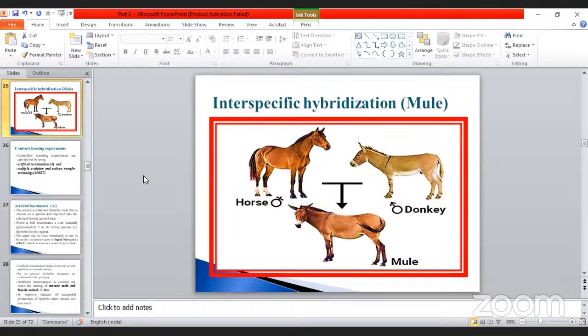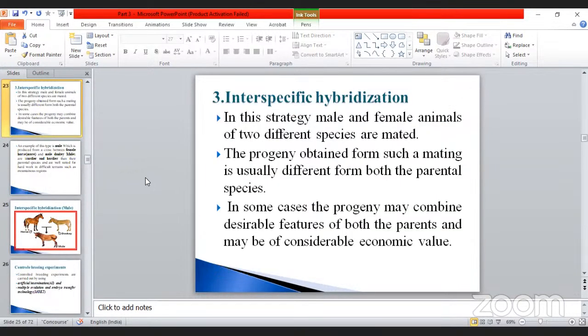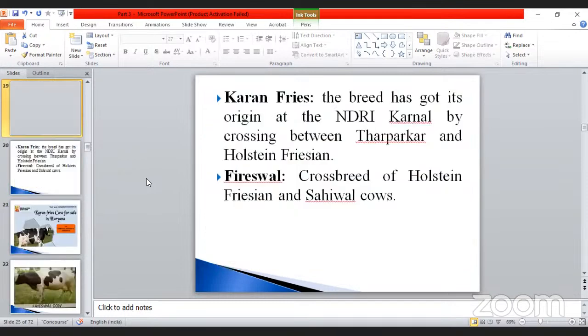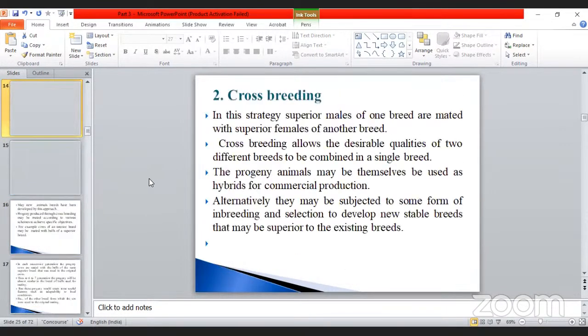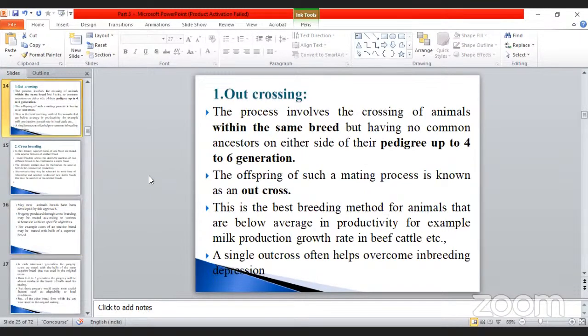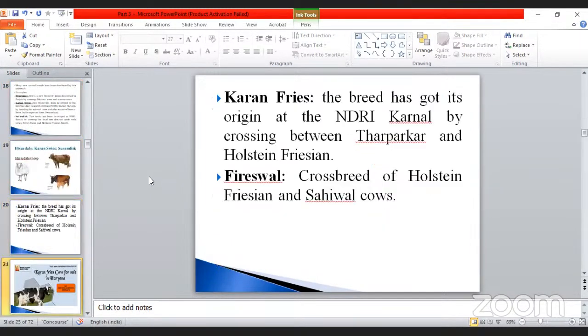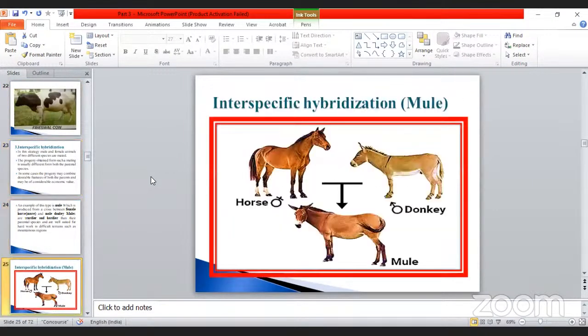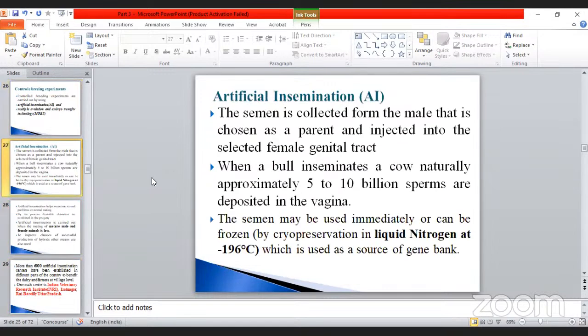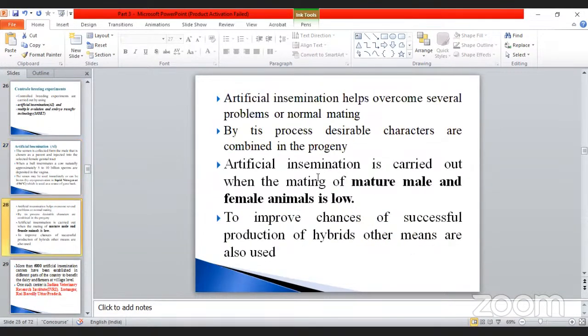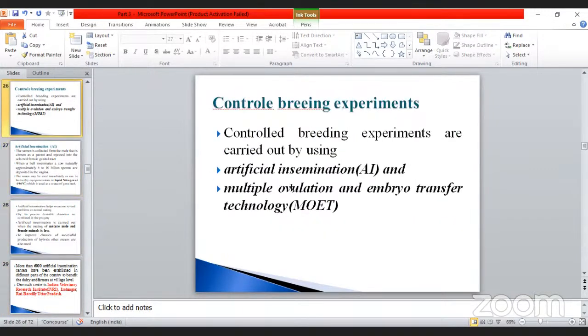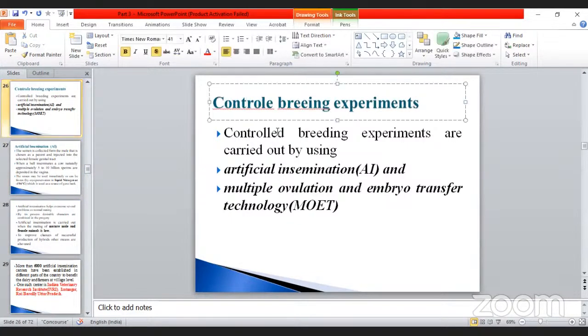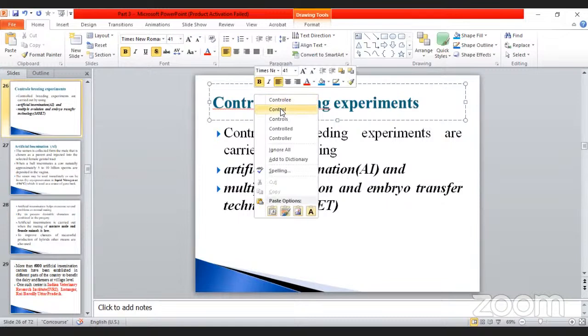Last class, what we have discussed already, we know about interspecific hybridization, and also crossbreeding, outcrossing, all those things already we discussed, isn't it? Today, we are going to discuss the remaining part of this lesson. First of all, controlled breeding experiments. So what are the two types of controlled breeding experiment you already know about?